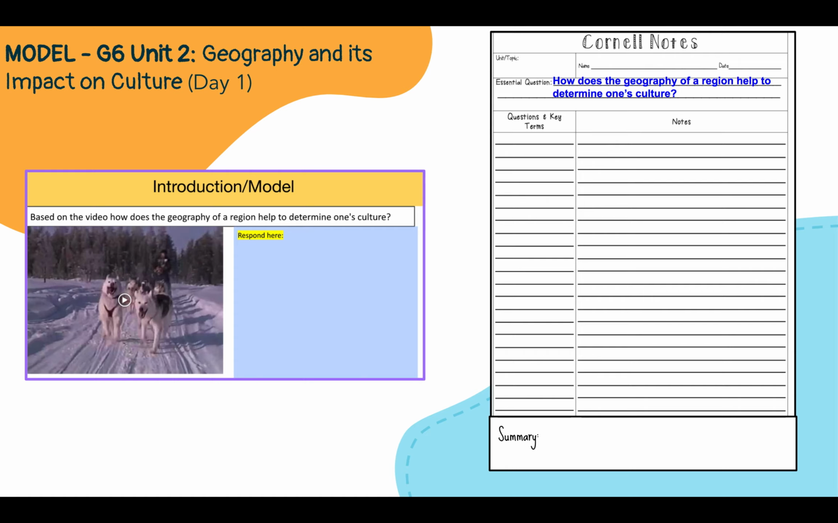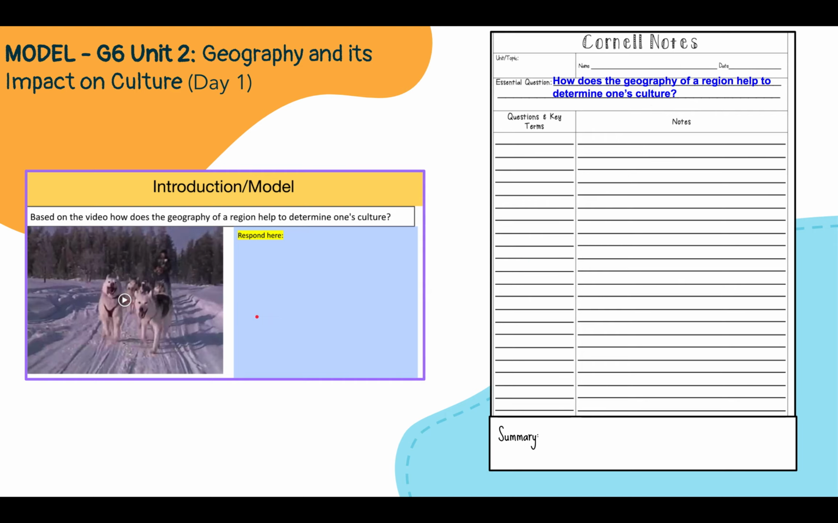In Unit 2, Day 1, titled Geography and its Impact on Culture, we start to learn about how geography of a region around the world will help determine somebody's culture. We are asked to watch a video and then answer that question. But while we watch the video, it will be a good idea to take down some notes. So we're going to watch a minute of the video, and then we're going to go ahead and take down some notes based on the question that we have here, which I've put at the top of my Cornell Notes. How does the geography of a region help to determine one's culture?